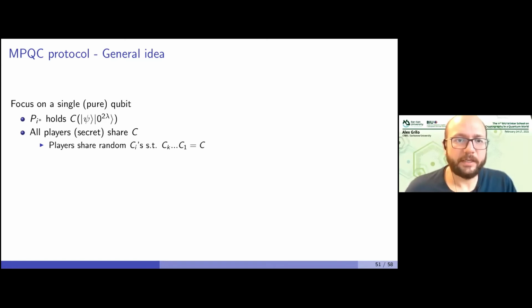In particular, we can decompose C into random Cliffords C1 up to Ck, such that C is equal to Ck times Ck minus 1 up to C1. So this says that if you have an honest party that doesn't share their Ci, then C is completely unknown.